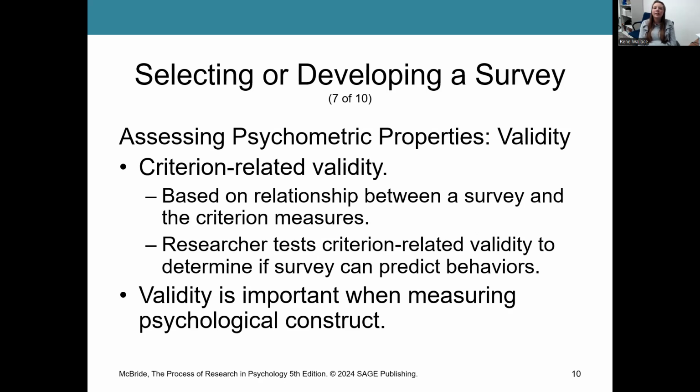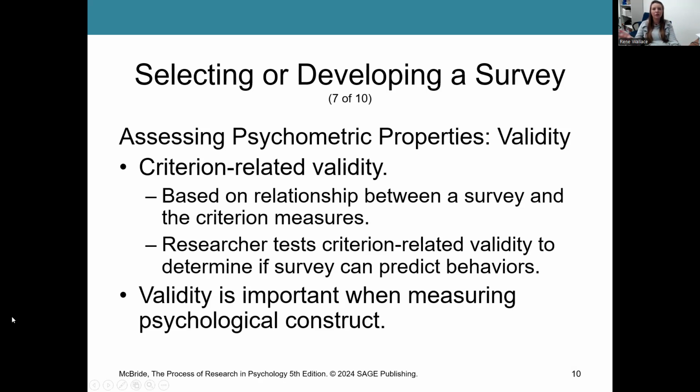So when we're looking at the psychometric properties, validity is the first piece we look at, right? There's criterion-related validity. This is based on the relationship between the survey and the criterion measures. So if you're testing the criterion-related validity to determine that the survey could predict behavior, you as the researcher do that, right? You test it to make sure this is valid and this is predicting what I think. And then validity is important when you're measuring the psychological construct.